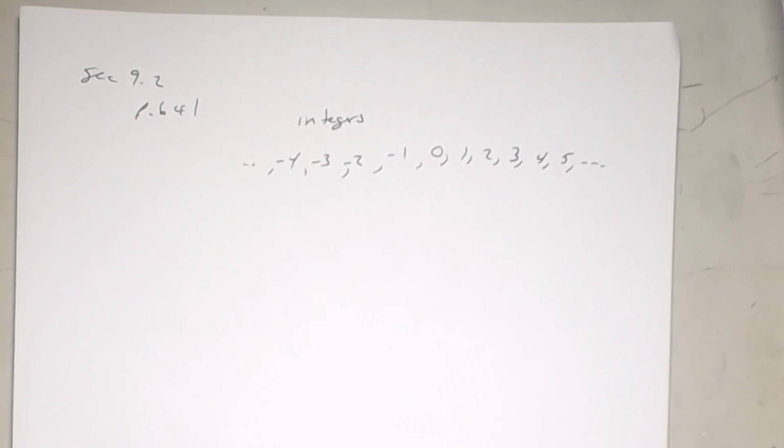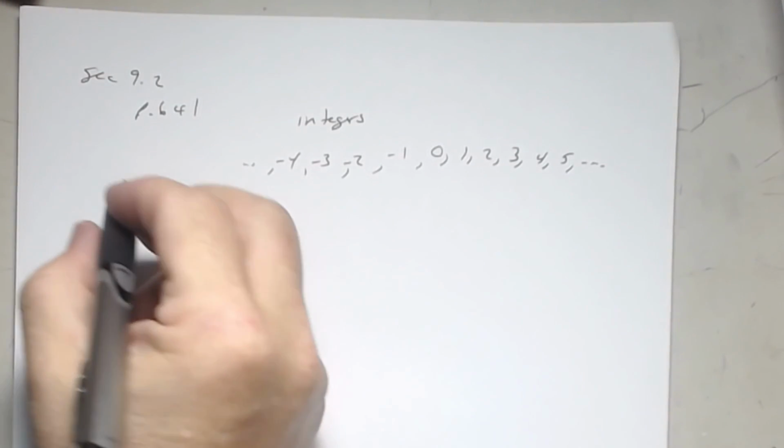So how many integers are there? I want you to use another word that you learned before. An infinite number. There's an infinite number of integers, meaning you cannot count them. So that's an infinite number. All right, so those are integers.